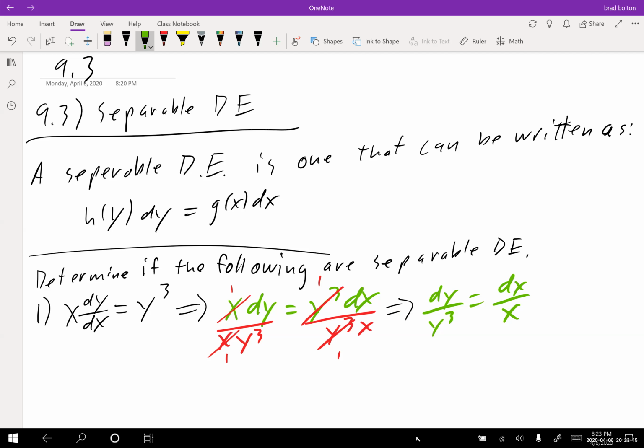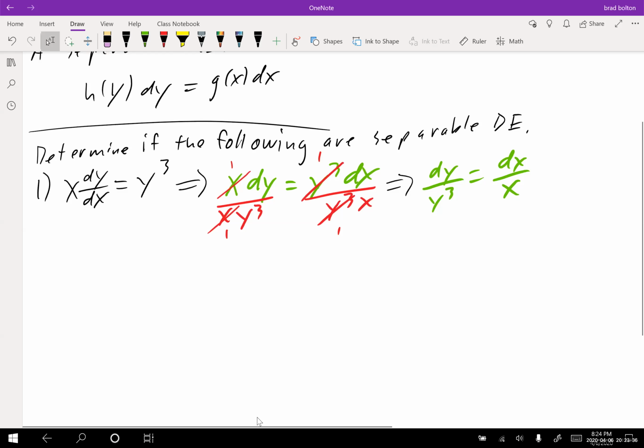So basically they want to know if you can get the dy's on one side and the dx on the other side and make sure they're both in the numerator. That's the big deal. The dy and the dx can never be in your denominator. As long as you can get all the x's with the dx's and all the y's with the dy's, or whatever variables you're working with, on two different sides, then you're good, okay?